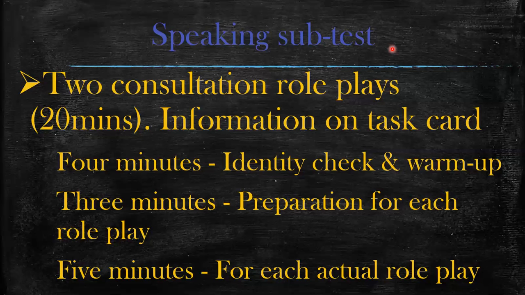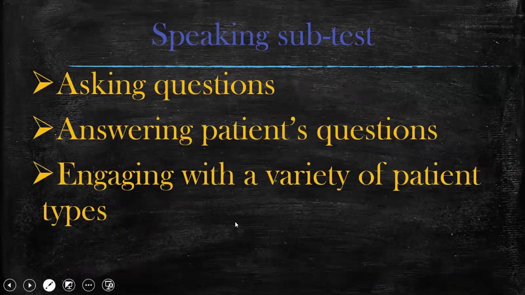In all, you have the 20 minutes. So 4 minutes plus 3 minutes, 3 times 2, that's 6, plus the 4, that is 10, then 5 minutes each, that's 20 minutes for the speaking. Let's look at what you're supposed to do, how you're supposed to go about it, or better still, what actually happens during the speaking subtest.